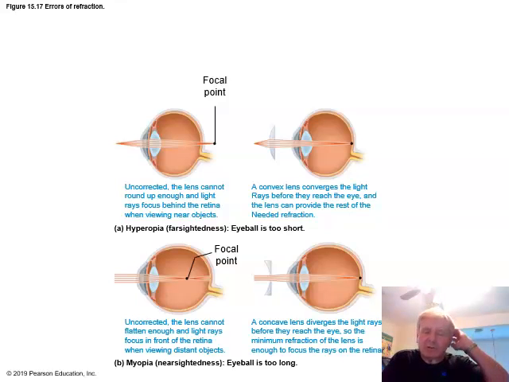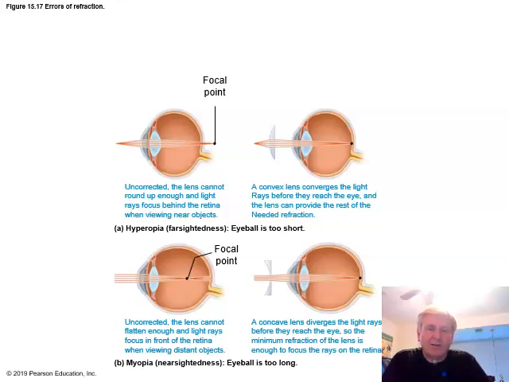So two of the common conditions that occur are hyperopia, or farsightedness. You can see distant objects but not near objects. That's when the eyeball is too short. Whereas in myopia, or nearsightedness, the eyeball is too long, so your focal point is going to rest in front of your retina. So in hyperopia, figure A, farsightedness, the eyeball is too short, so the lens cannot round up enough, and therefore light rays focus behind the retina when viewing near objects.